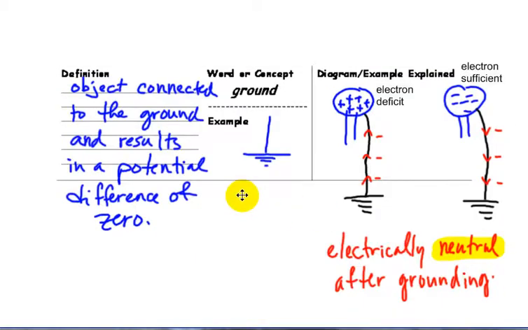Lastly, grounding: an object connected to the ground, which results in a potential difference of 0. This is the symbol used for grounding. If I had something with an electron deficit, i.e. it had all its electrons stripped and is therefore positively charged, connecting it to the ground supplies those electrons in order to neutralize it. Or if I have an electron-surplus object, connecting it to the ground will get rid of those extra electrons, again making it electrically neutral.